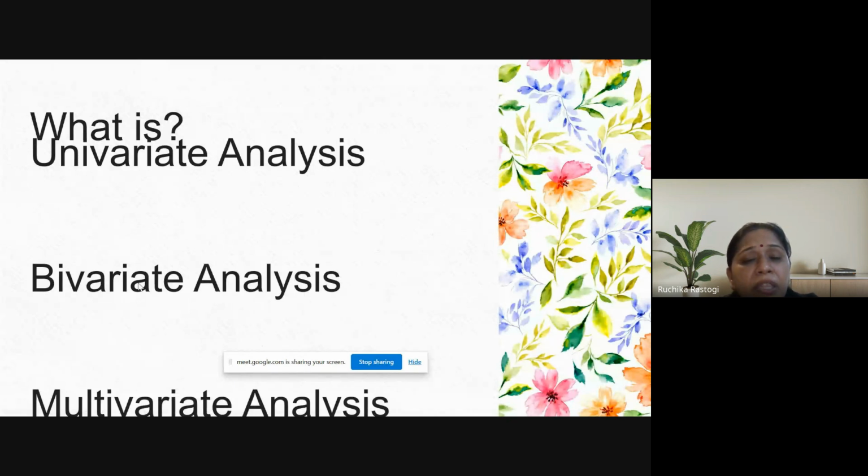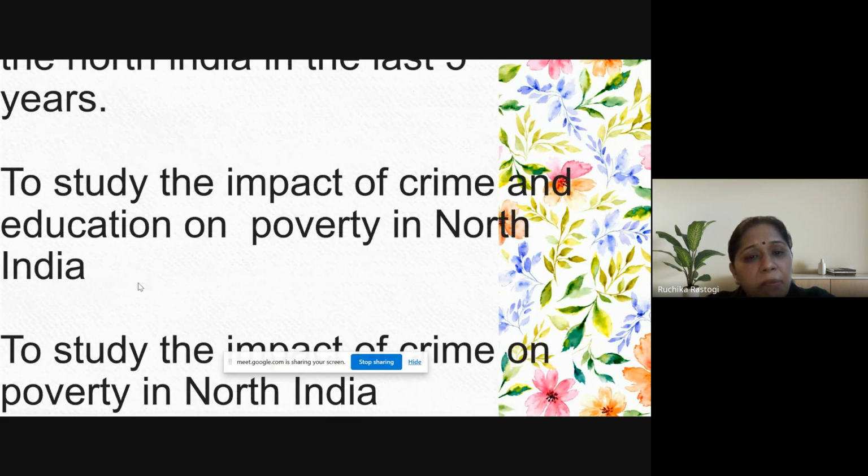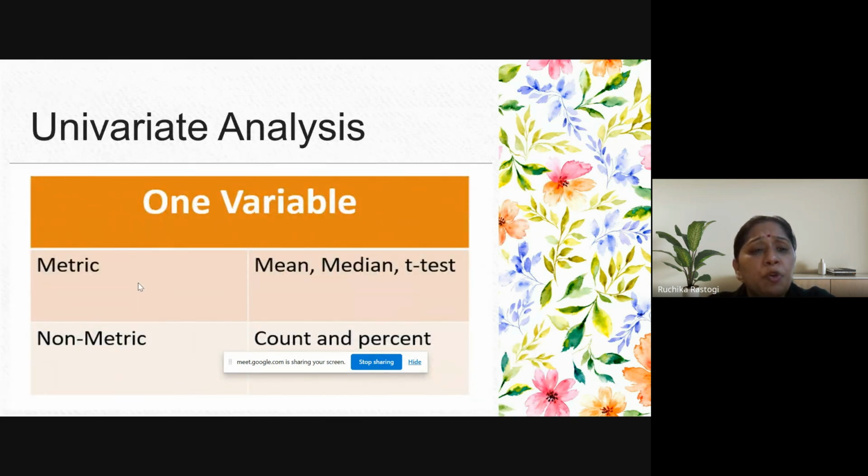Whereas if I say I want to check the relationship between crime, poverty, and population, I just want to see the relationship between these three. These three cannot be studied separately. That means there are three variables, and the relationship of all those variables is to be checked. So when we have more than two variables, that is called multivariate analysis. And when we have two variables, bivariate. I discussed many examples of univariate, bivariate, and multivariate with you yesterday.